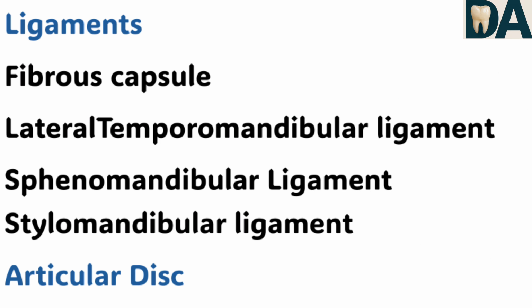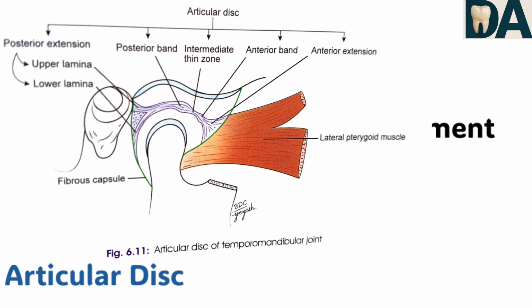The temporomandibular joint has an oval intra-articular disc. It is present between the two articular surfaces. The articular disc has a concavo-convex superior surface and a concave inferior surface, and the periphery of the disc is attached to the fibrous capsule. Basically, the articular disc has five parts: anterior extension, anterior band, intermediate thin zone, posterior band, and posterior extension.